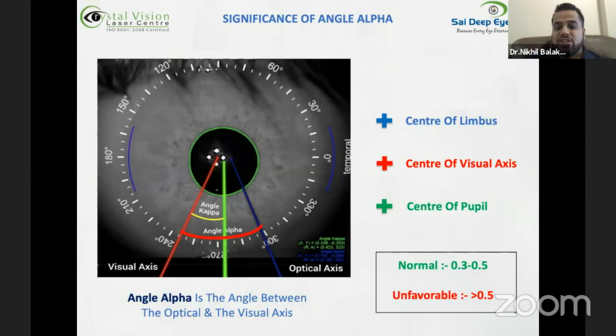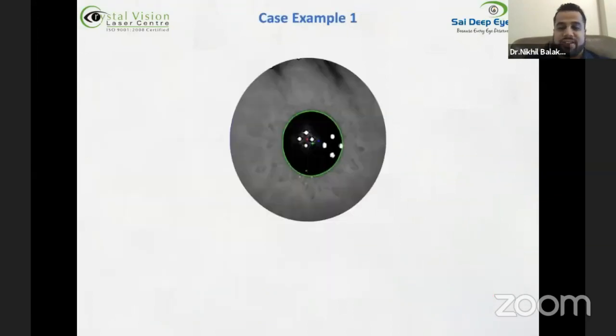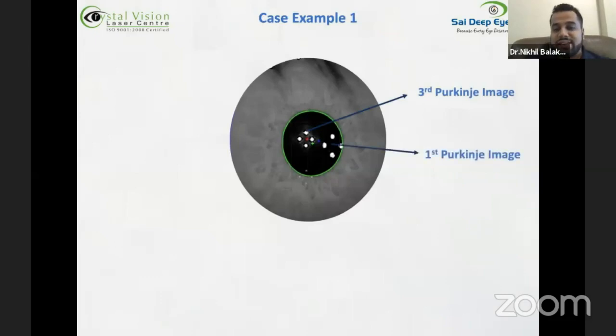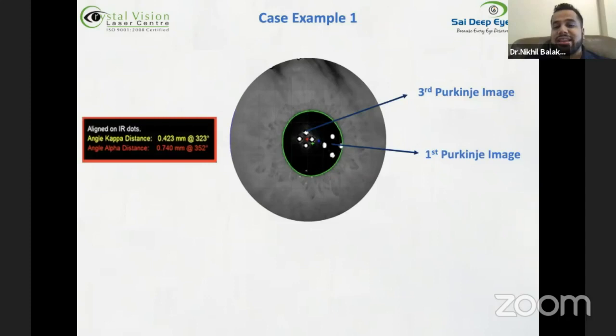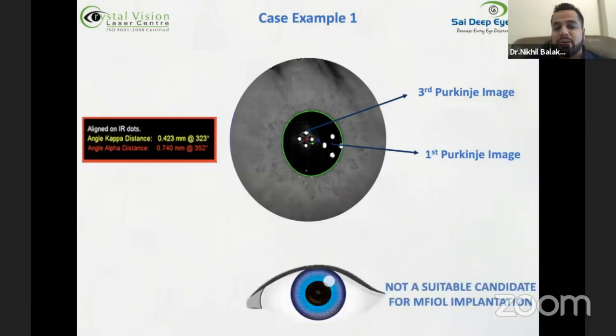In normal conditions, this should be between 0.3 and 0.5. If the angle is more than 0.5, such patients are not good candidates for multifocal, and are the ones who would typically complain of negative dysphotopsia like glares and halos post-operatively. So here, in this case example, once the IOL was implanted, because of the large angle alpha, you can see how widely dispersed the third and the first Purkinje images are.